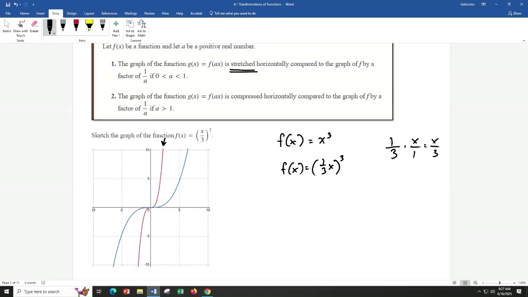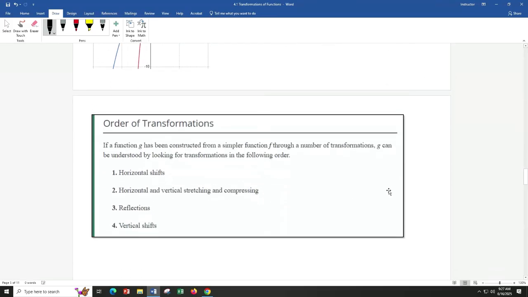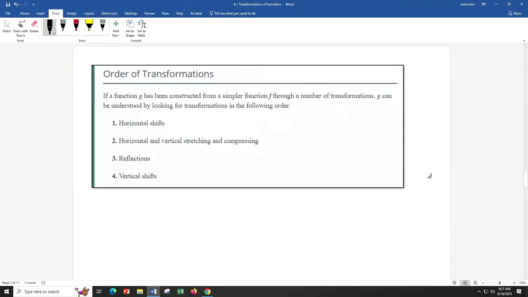So we stretched, we compressed. Now, order. If a function g has been constructed from a simpler function, which I keep calling the base function, okay? I'm telling you right now, and I'll sound like a broken record and I don't care because I want you to pass. Look for the base function. See if you can just see what the base is first. If you're dealing with a cubic function, you know what it is. You know what it looks like. And then you can start going, okay, what's happening to this guy?